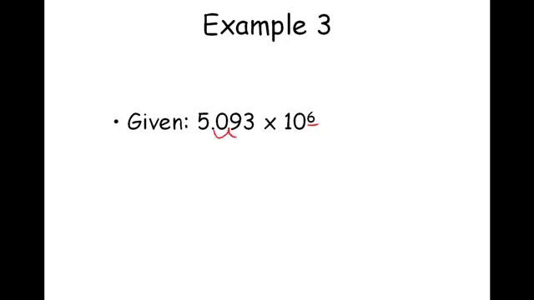For example, given this number, we are going to move the decimal place 6 times to the right. So 1, 2, 3, 4, 5, 6. And any place where there's a missing space, you put a 0. So therefore, the number is 5, 0, 9, 3, and 3 zeros. 1, 2, 3. So this number is 5,093,000.